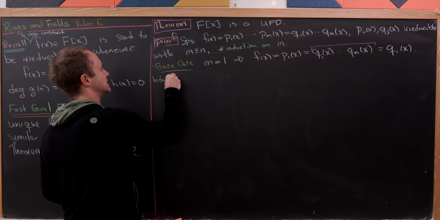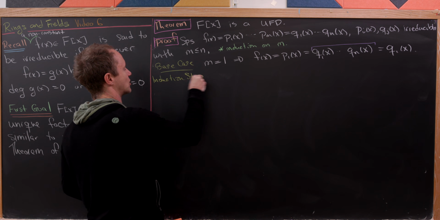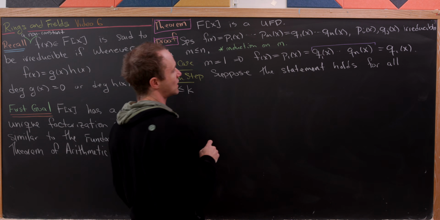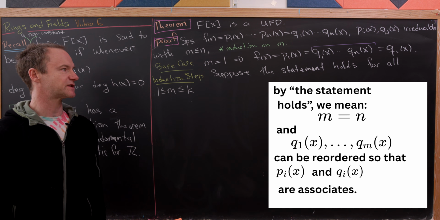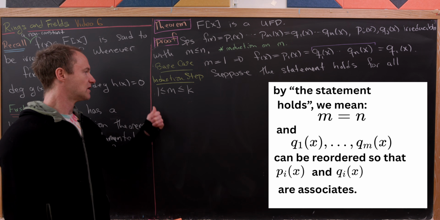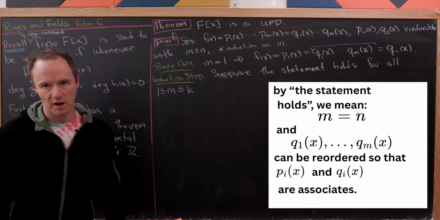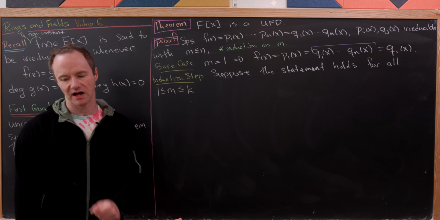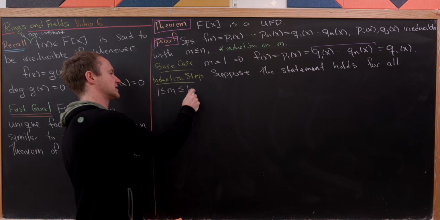Now let's move on to the induction step, which of course starts with the induction hypothesis. So the induction hypothesis here will be, suppose that this statement holds for all m between 1 and k. So here we're making a strong induction hypothesis, although I don't think we need a strong induction hypothesis.